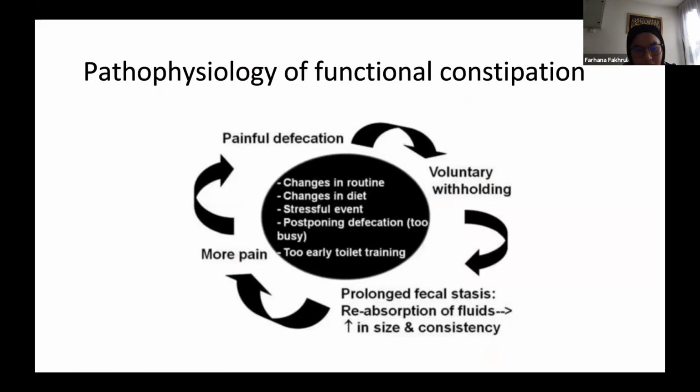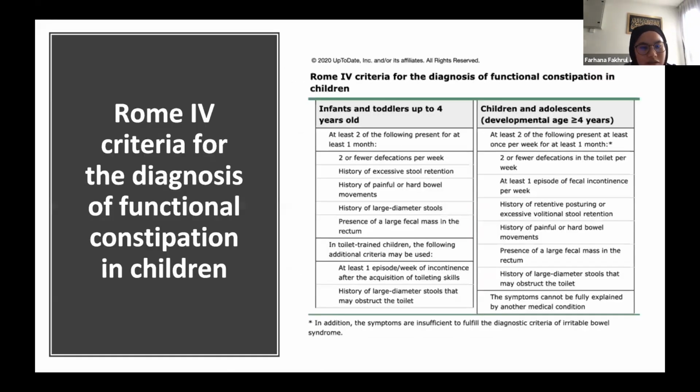All right, so this is what I explained earlier. Because of the painful defecation, the child has voluntary withholding, which causes more constipation and more pain. So the cycle will continue because of the risk factors I explained earlier: a change of diet, a stressful event, postponing defecation, all right? So this is the criteria. Most of the things I already mentioned earlier. There is one for infants and toddlers up to 4 years old, and the other is for children and adolescents more than 4 years old, all right?